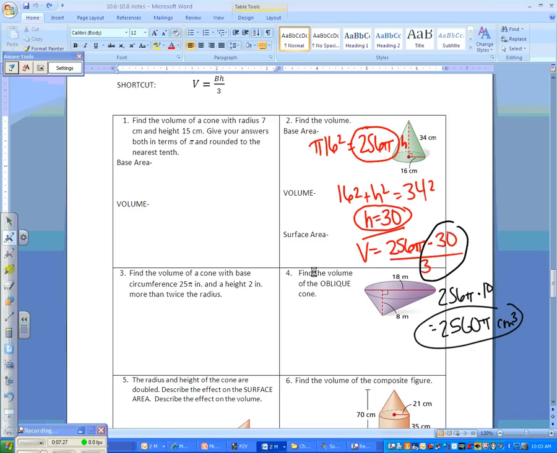Okay? I should have hit number 4. Number 5, the reason why I like number 3, says find the volume of a cone with a base circumference of 65 pi inches and a height 2 inches more than twice the radius.